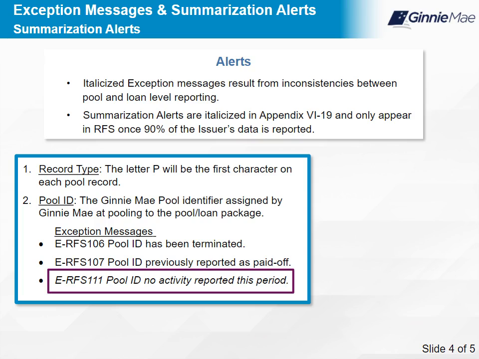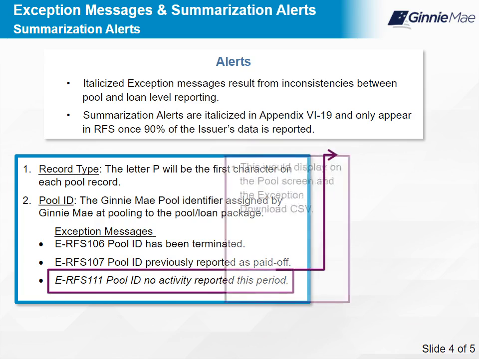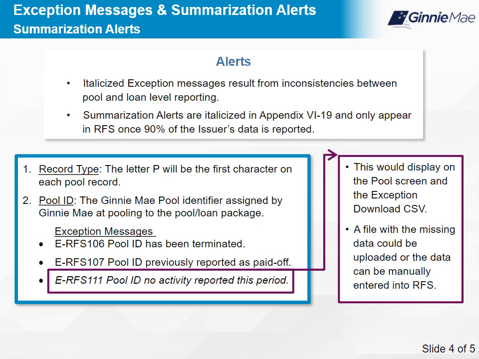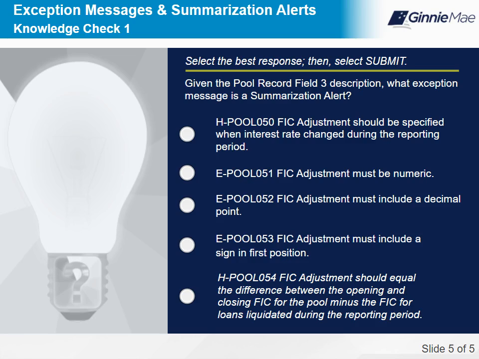Let's examine the E-RFS 111 exception. This E-level severity message states that there is no activity reported for the current reporting period. This means the pool is missing. This exception would display on the pool screen in RFS and would appear on the exception download CSV file. To correct the E-RFS 111 exception, a file could be uploaded that includes the missing pool record, or the pool data can be manually entered into RFS on the pool screen. Select Next to continue. Now, check your understanding.